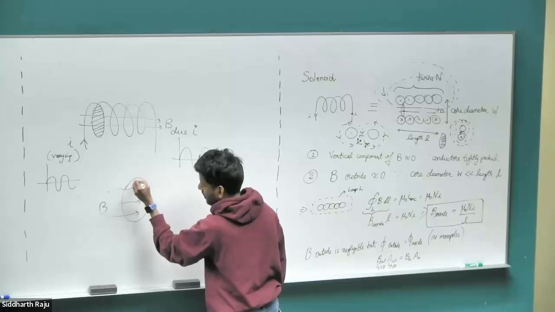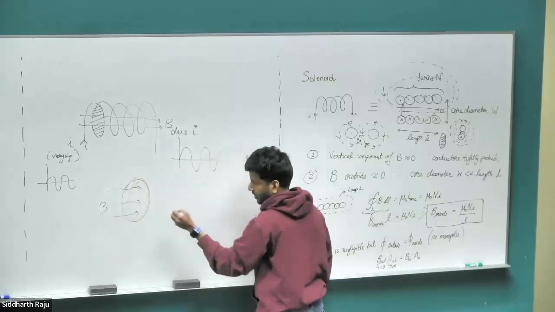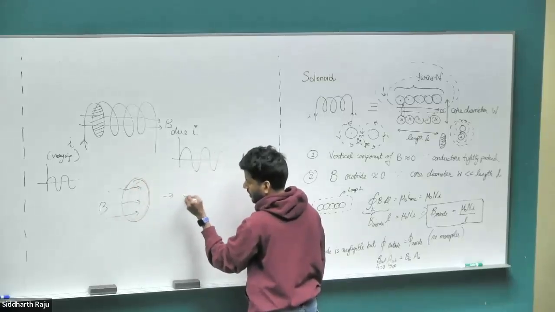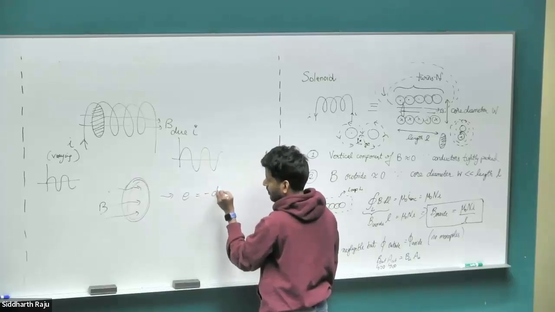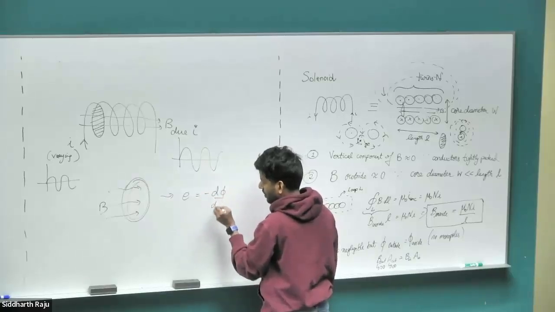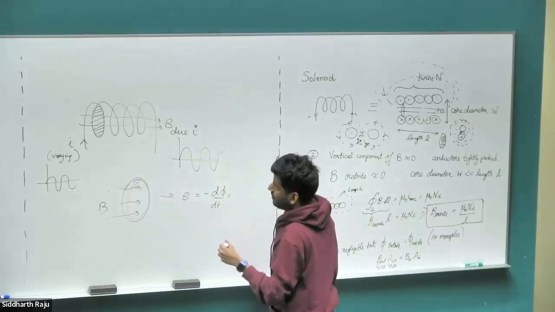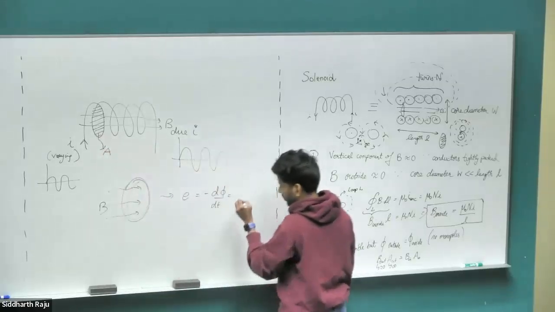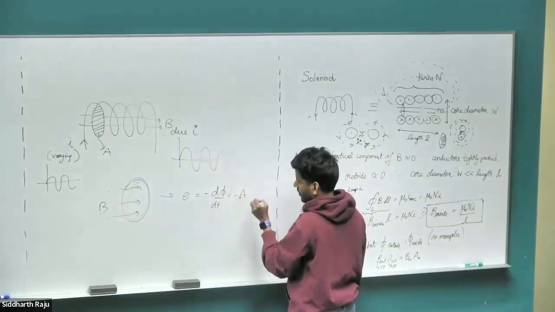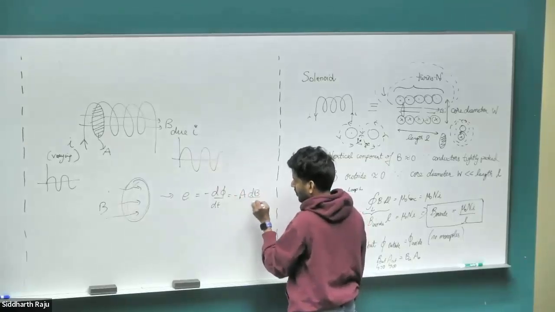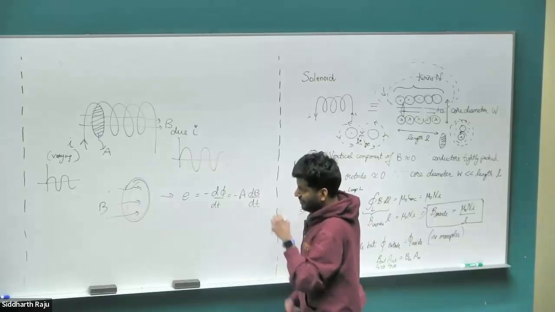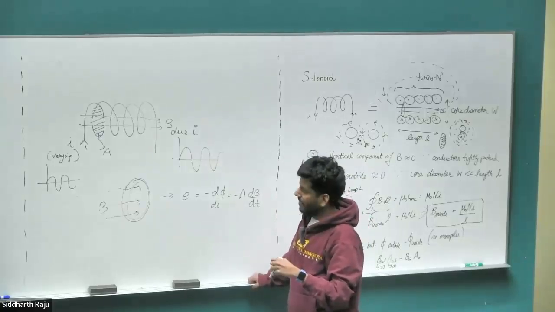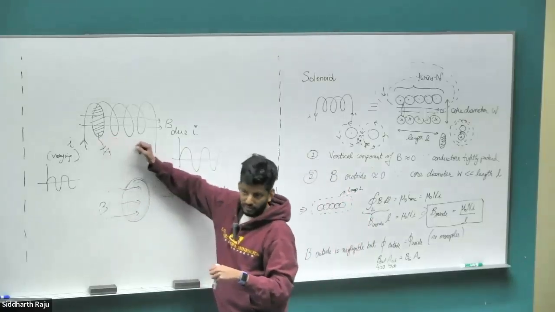That means there's going to be an EMF that's developed across this loop. So the EMF that's developed across that loop is going to be minus d phi by dt. In our case, let's say this cross-sectional area is A. So there is going to be minus A times dB by dt, right? And we have n of these loops connected in series.